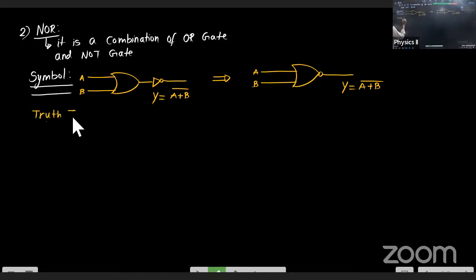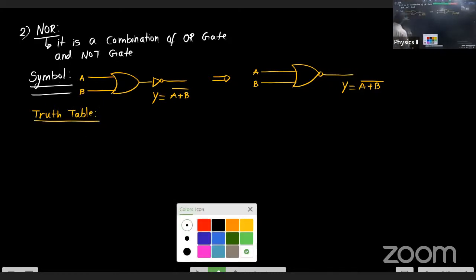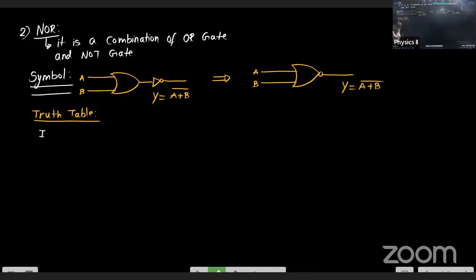Truth table. Or you can write the mathematical operation. Again, how many inputs are there? Here I am writing input. Here I am writing output. How many inputs are we having? We are having two inputs, A, B. How many outputs are we having? We are having only one output. What is that? Y is equal to (A plus B) bar.